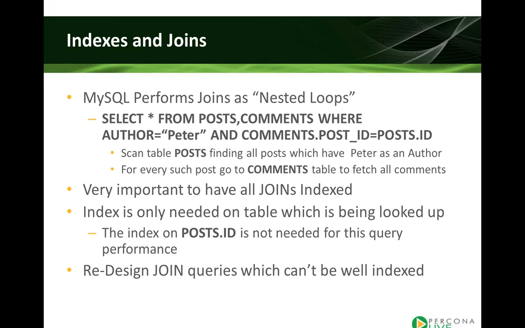What is also important to remember here is that you only need an index on the table which is being looked up. So for example, in this case, for execution of this query, you don't really need the index on post.id because there are no lookups done in this table by this key for this particular query. What you need is the index on comments.postID, because that is the key by which lookups have to be happening. And again, let me repeat, when it comes to the join, you want to have joins indexed or not happening at all.